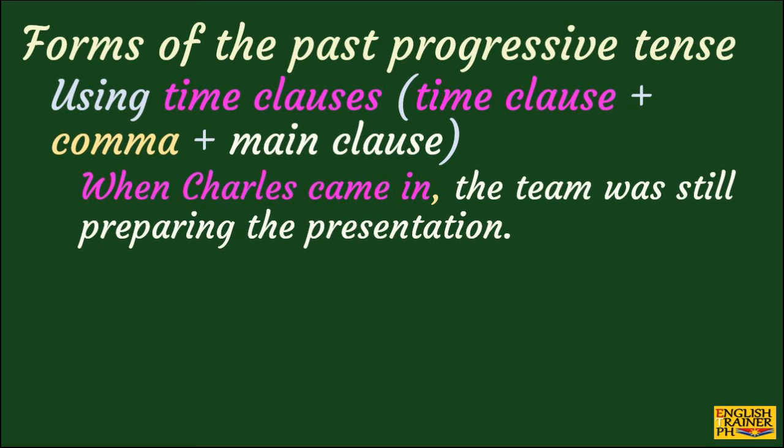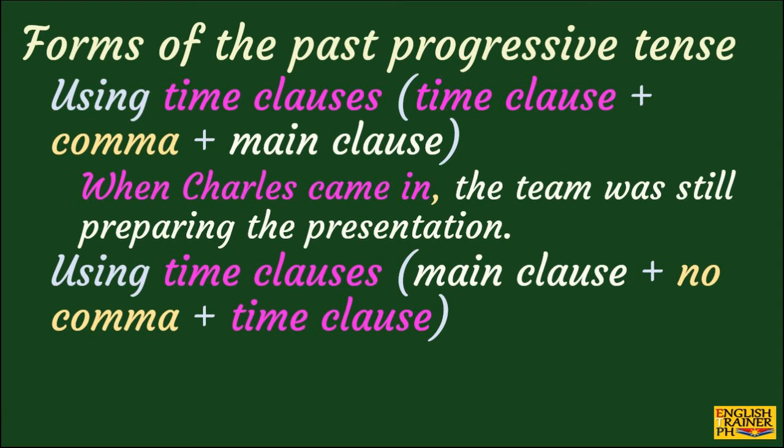In this case, the time clause has a past tense verb, but because our main clause has a past progressive verb, the past progressive will be action number 1, and then the time clause will be action number 2. So imagine that the team was in the process of preparing the presentation. So they started before Charles came in. So they were already doing that process, and then Charles came in. So preparing the presentation was the first action, and then Charles came in is the second action.